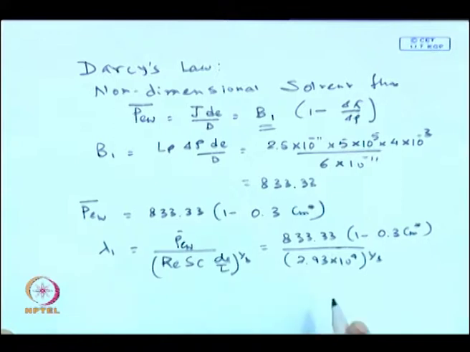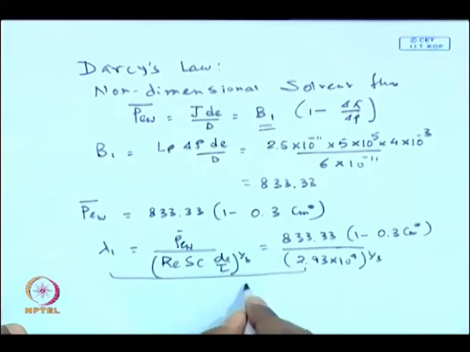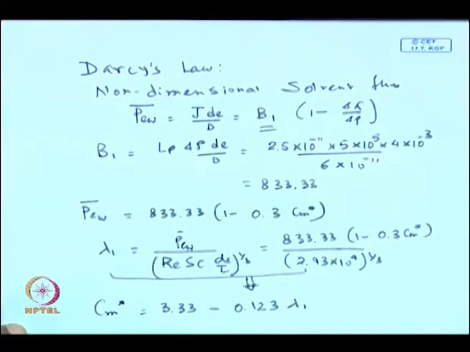Now, you can rearrange this expression and express cm star in terms of lambda 1. If you just rearrange this equation, you can get cm star is equal to 3.33 minus 0.123 lambda 1.